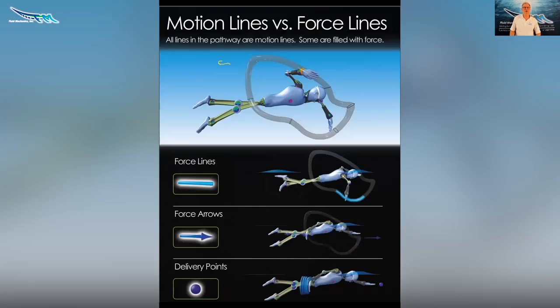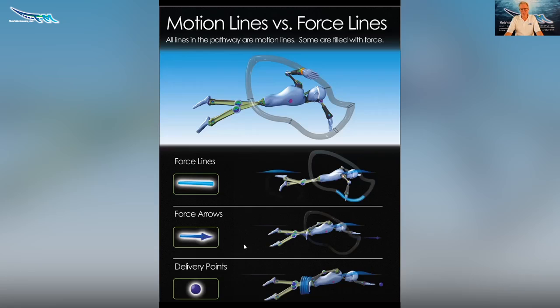So now let's talk about motion lines versus force lines. All lines in the pathway, and you can see this glass right here, right? And so when we look at that glass right there, all lines inside here are considered lines of motion. Some are filled with force, not all of them. So you can see our force line right here, for instance.